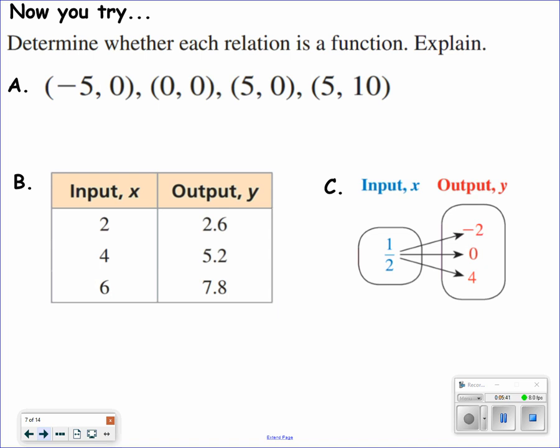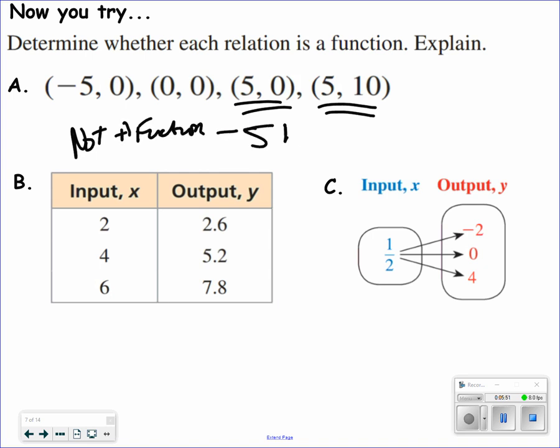All right, I'm back. The first one is not a function. So it's not a function, and the reason is because 5 has 2 outputs. You can't just circle the ones that you're referring to, even though I did. This next one is a function.